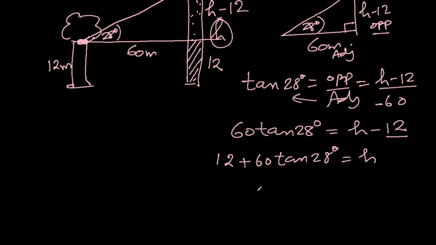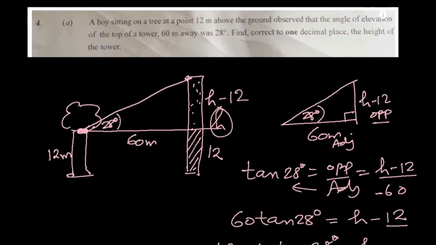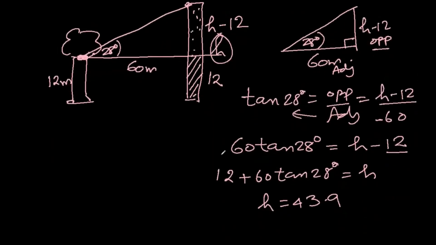I got h equal to 43.59, and they are asking us to give answer in how many decimal places? Correct to one decimal place, and this is the answer, 43.6 meters.